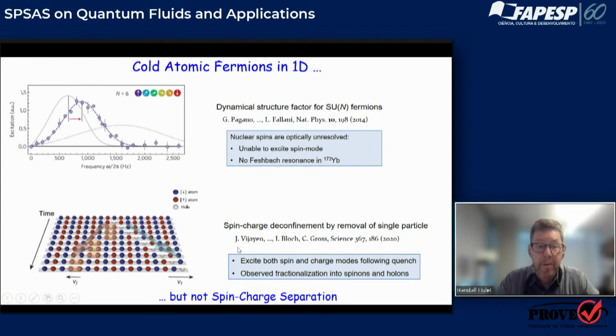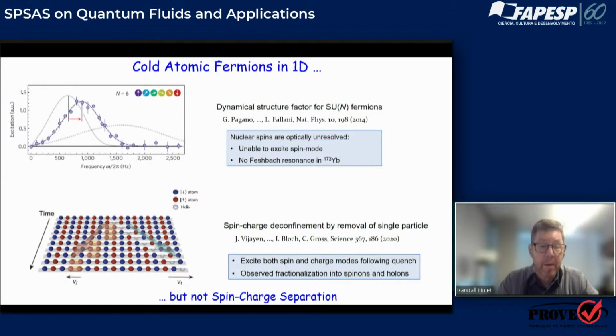All right, so there's also been some very nice cold atom work, one by the group in Florence, Leonardo Fallani's group, and my colleague who was a graduate student at the time, Guido Pagano, did this experiment in 2014 in which they measured what's called the dynamical structure factor. So the dynamical structure factor gives the density and spin correlations that describe how these low energy excitations occur.